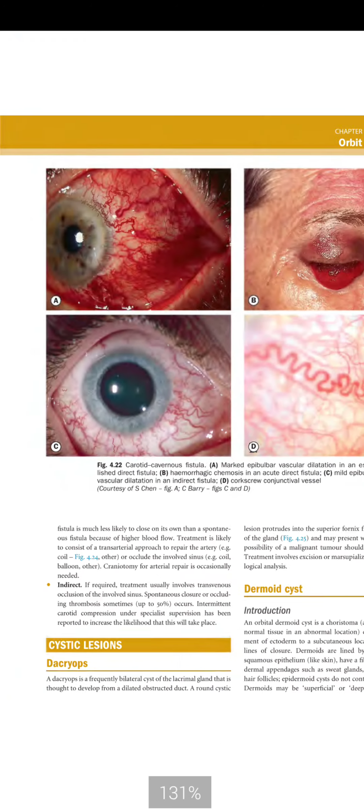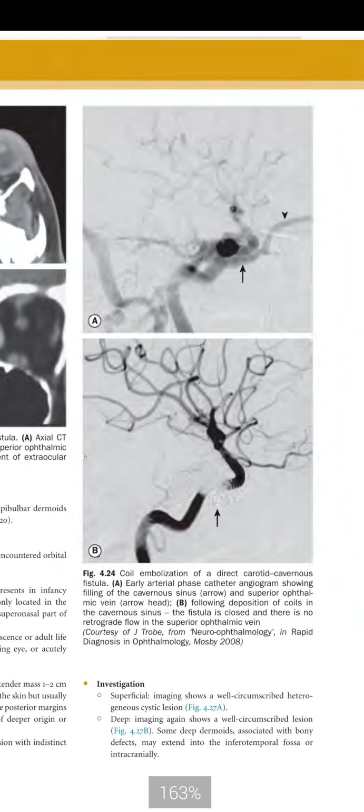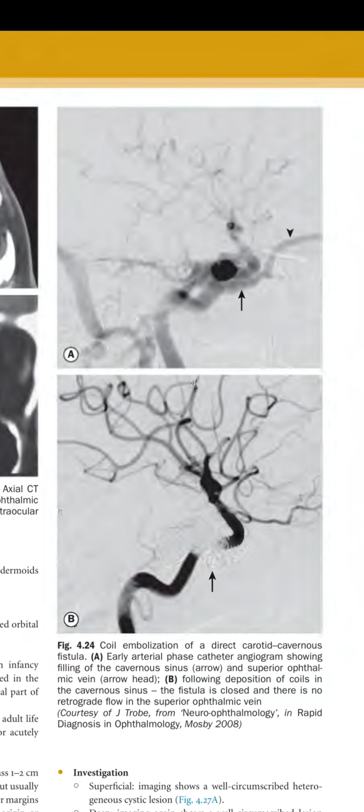So we can see figure 4.24. It is a coil embolization of a direct carotid cavernous fistula. A is showing an early arterial phase catheter angiogram showing filling of the cavernous sinus and the superior ophthalmic vein. B is following deposition of the coil in the cavernous sinus. The fistula is closed and there is no retrograde flow in the superior ophthalmic vein.